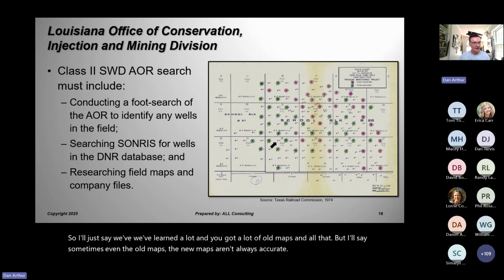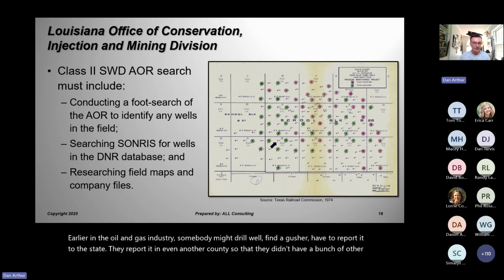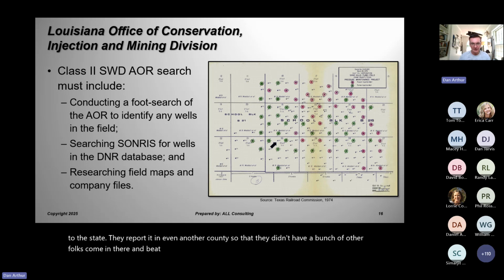I've given this example in other cases, but earlier in the oil and gas industry, somebody might drill a well, find a gusher, and have to report it to the state. They'd report it in even another county so that they didn't have a bunch of other folks come in there and beat them to leasing the minerals out.